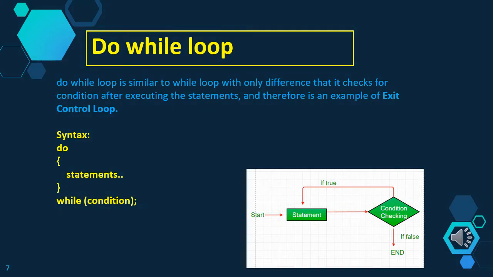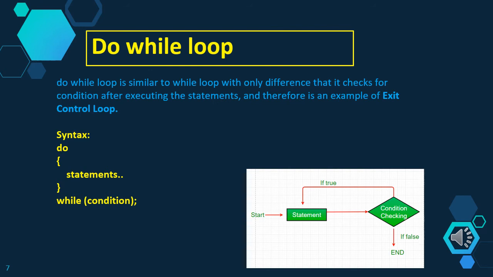So the third and final one is do while loop. Do while is similar to while loop, with the only difference that it checks the condition after the statement is executed. Therefore, it's also called an exit control loop. Unlike while loop, it checks the condition after the statements are executed. So the syntax is do, in the braces the statements, then while, and then the condition.